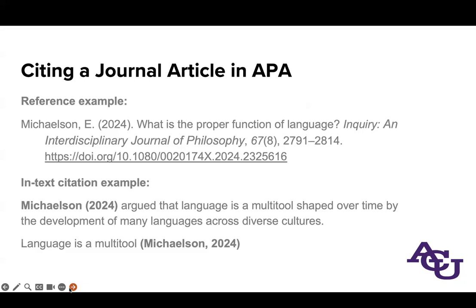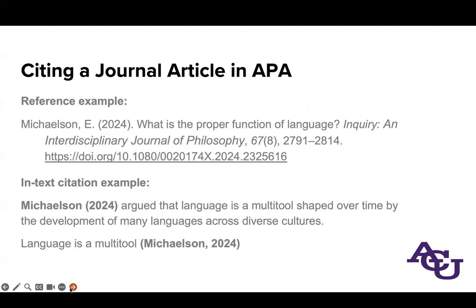Sentence case means that we capitalize only the first words of the title and the subtitle and any proper word forms. Here we don't have a subtitle or any proper word form, so the only thing we've capitalized is the W in the first word, what.